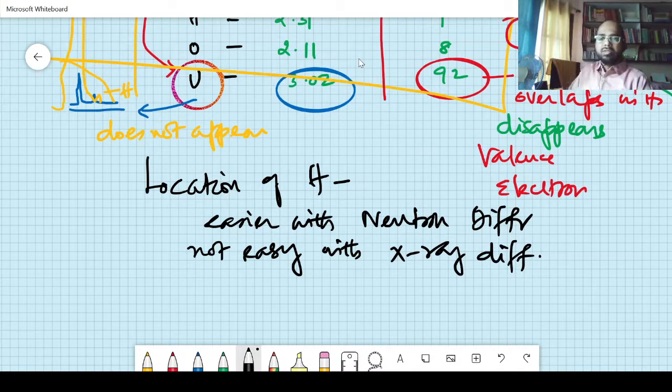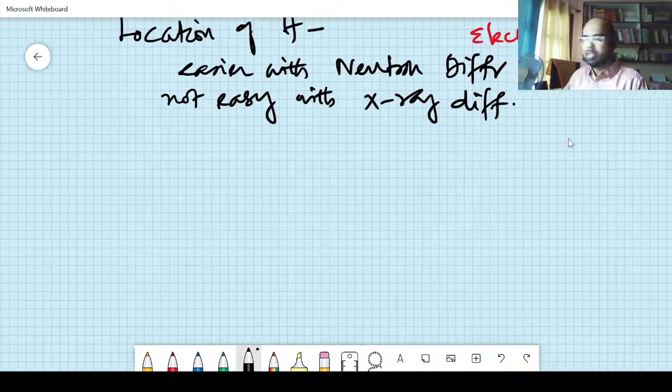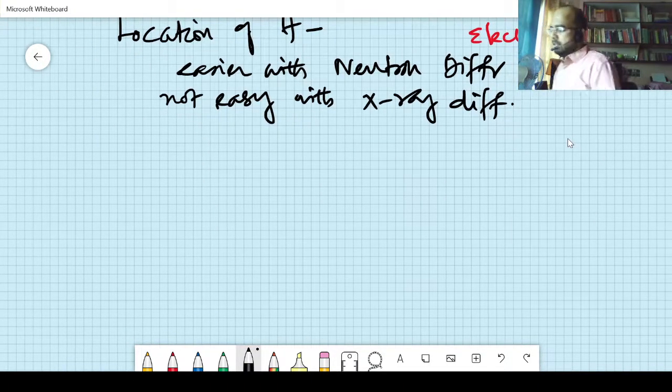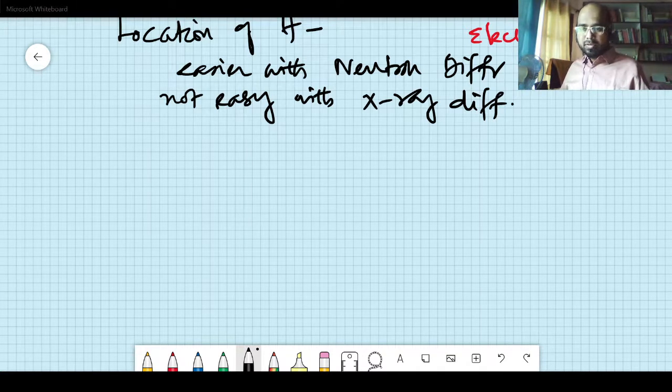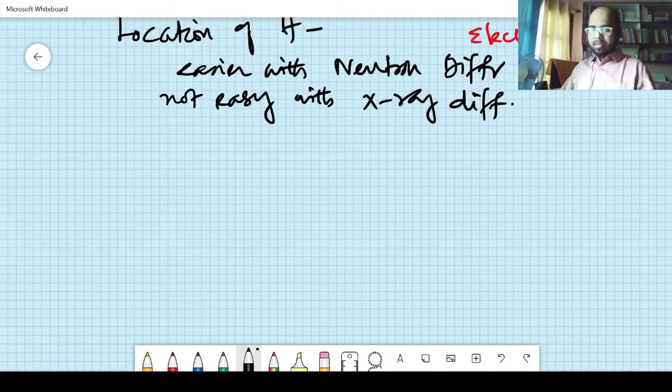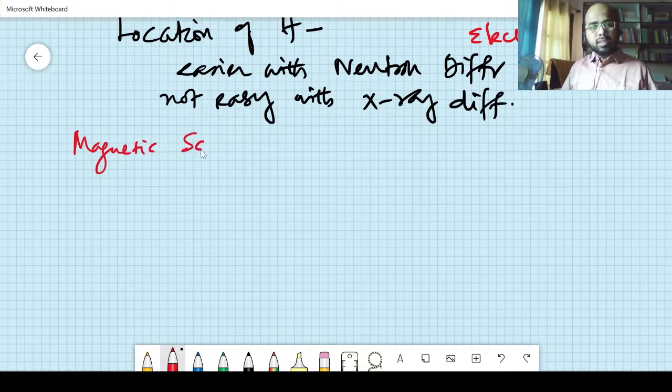Okay. So now we can move on to the next topic. What is the next topic there? I think it is something like magnetic scattering, or what is there in your syllabus? I think you have magnetic scattering also. Magnetic scattering. What is magnetic scattering?